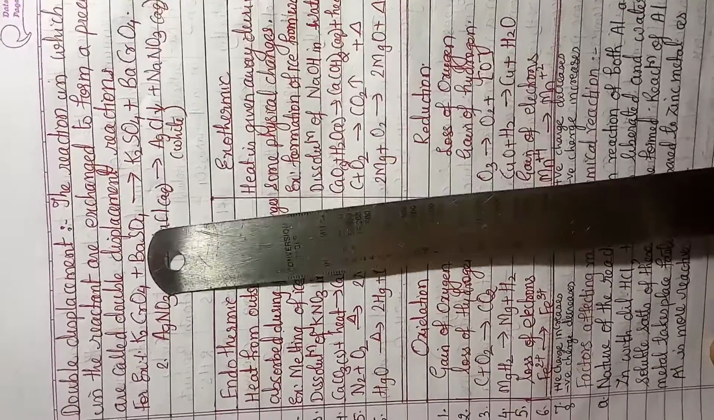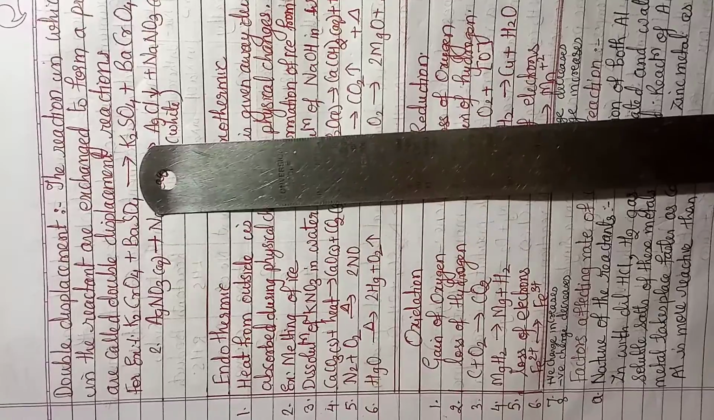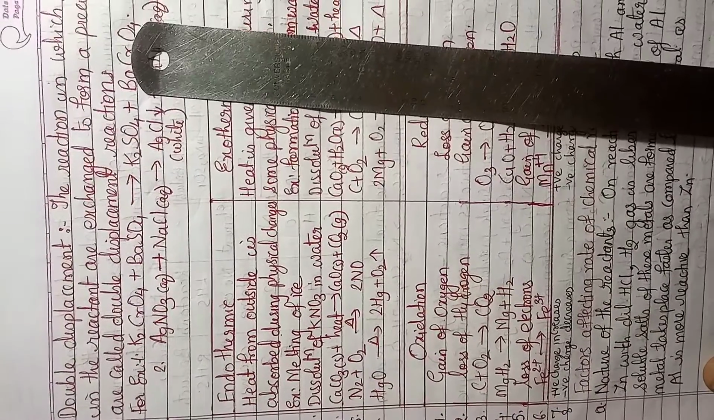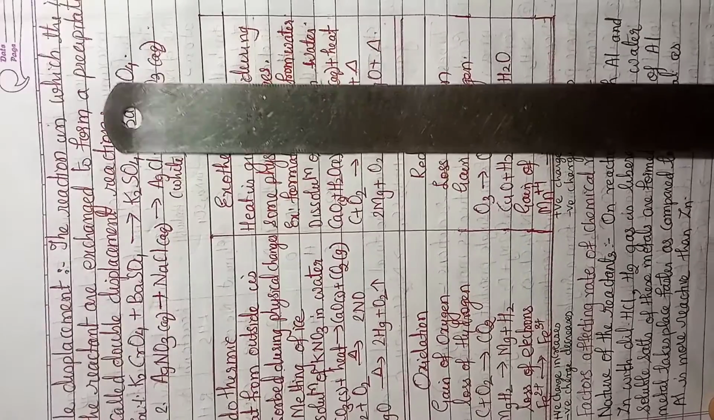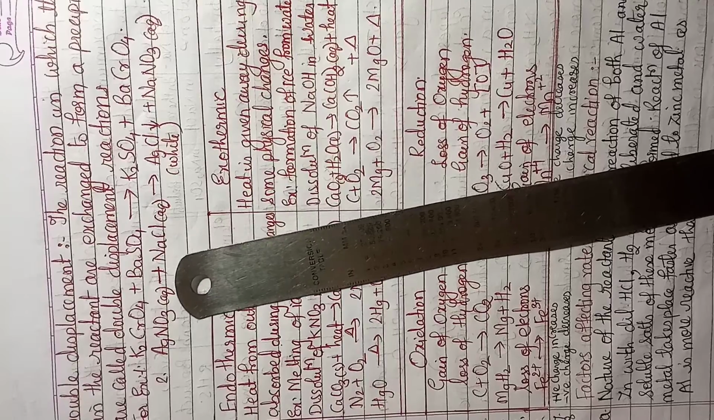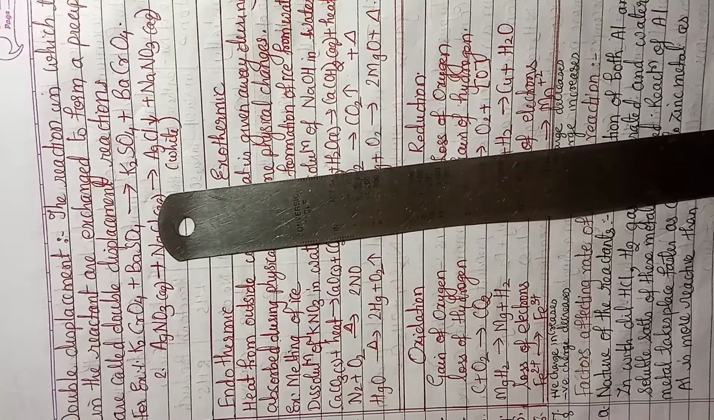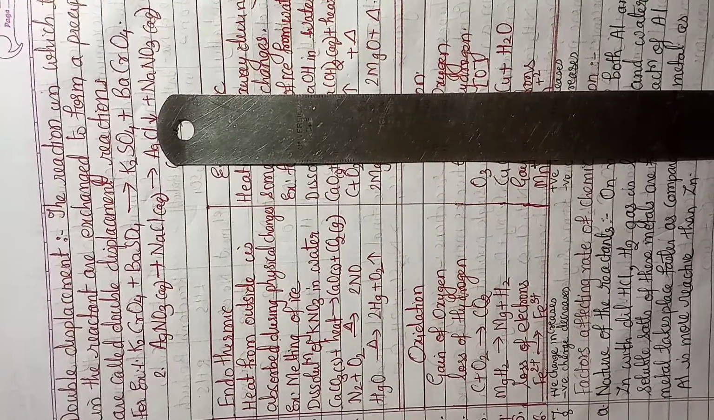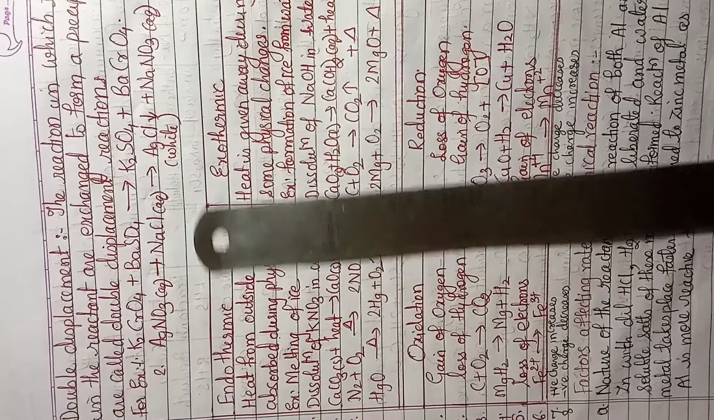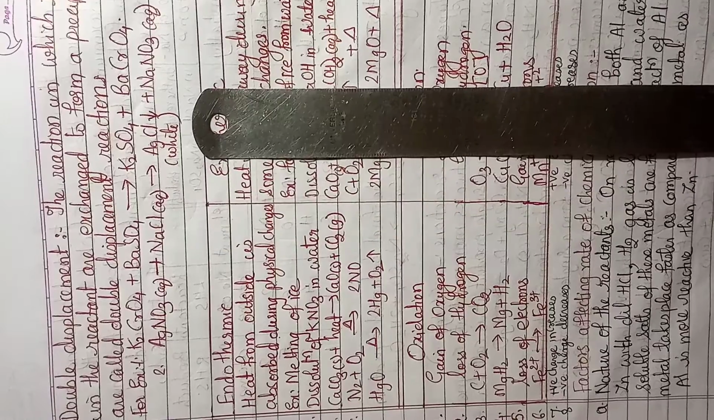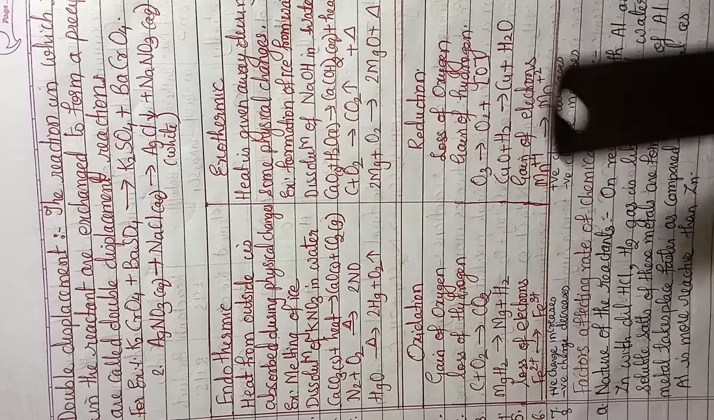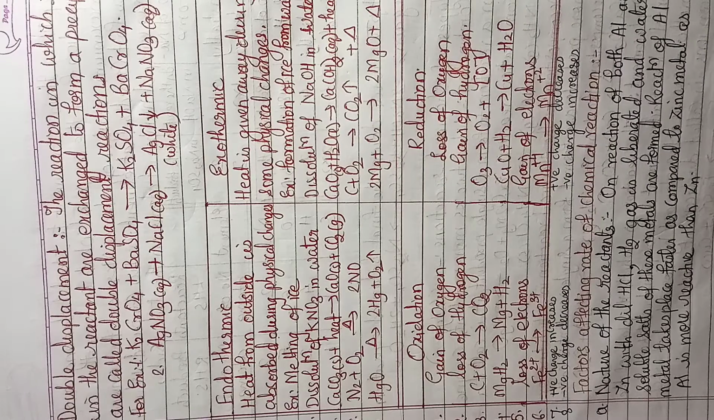The reaction in which the reactants exchange to form a precipitate is called double displacement reaction. For example, potassium dichromate reacts with barium sulfate to form potassium sulfate and barium chromate. At the same time, silver nitrate reacts with sodium chloride to form a white precipitate of silver chloride, and sodium nitrate is formed. So these are examples of double displacement reaction.